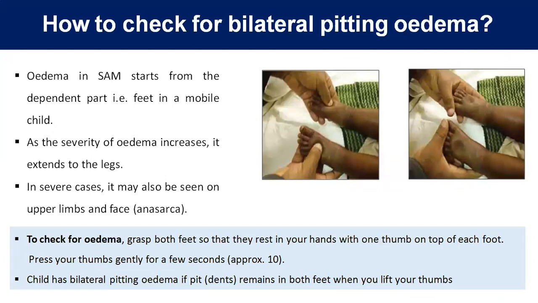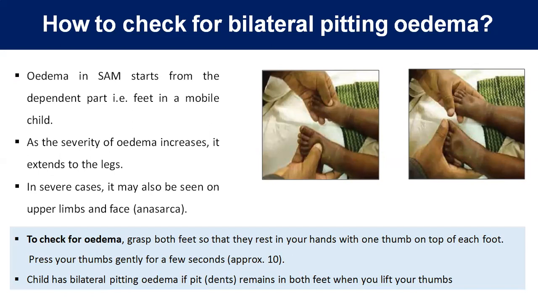Next is checking for bilateral pitting edema. Edema in malnutrition is due to hypoproteinemia, could be due to superadded infection also. So the edema in SAM starts from the dependent part, that is the feet in a mobile child. As the severity of edema increases, it will extend to the leg and then move up to cause swelling of even the upper limb, face, abdomen, or anasarca.